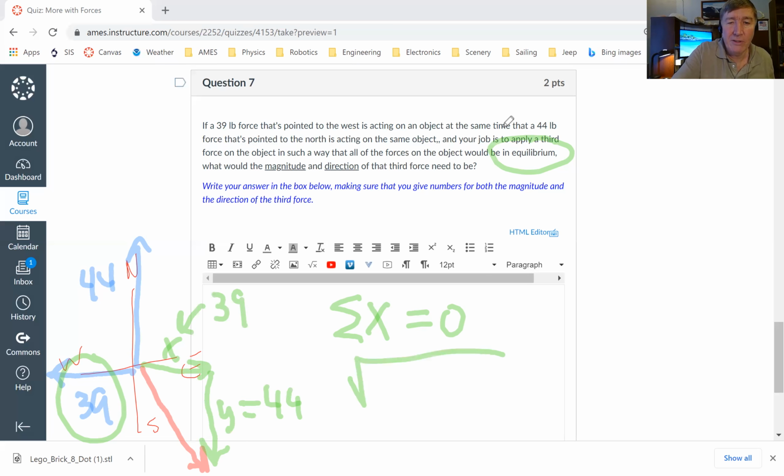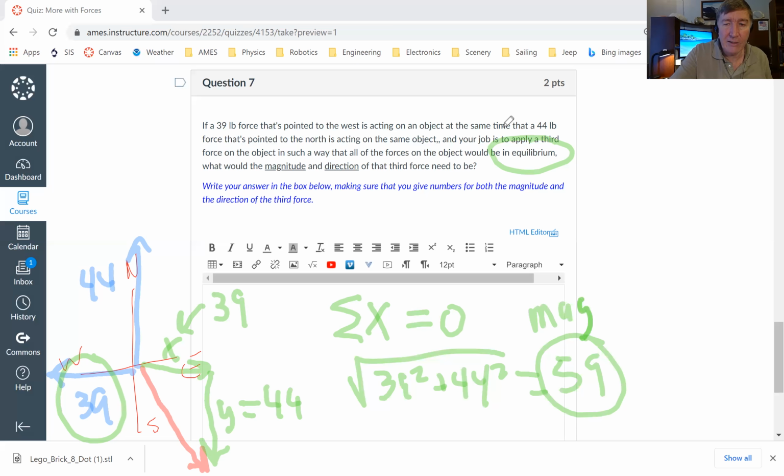Take the square root of 39 squared plus 44 squared, and that will tell me what is the magnitude of the red vector. Okay, so 39 squared plus 44 squared gives me that. Take the square root of that, and so I get 58.79. So if I round it off for 2 sig figs, that gives me 59. So 59 is the magnitude of my red vector. So that is the magnitude.